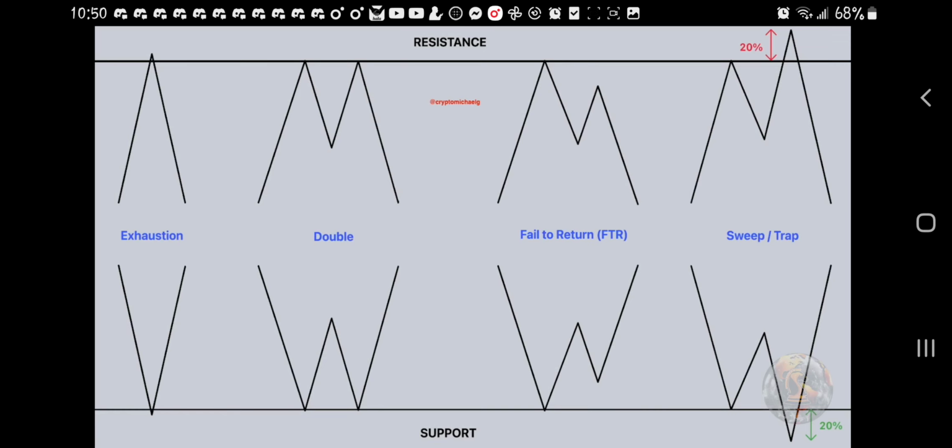This is particularly important for anyone trading on low time frames, because if you're day trading, you'll be trading within probably a Wyckoff accumulation or distribution on a high time frame, but that might take 30 days, 60 days. But your daily candles will have a bunch of 1 hour, 15 minute, and 5 minute patterns of exhaustion, double top, double bottom, failure to return, and sweeps and traps. That's where it's particularly important, especially on low time frames.